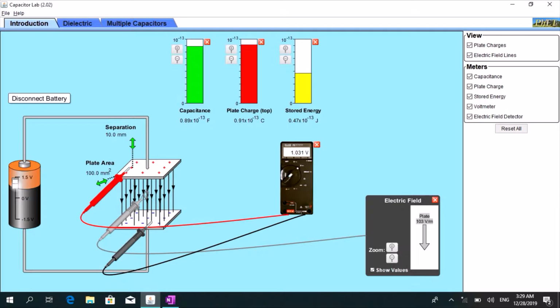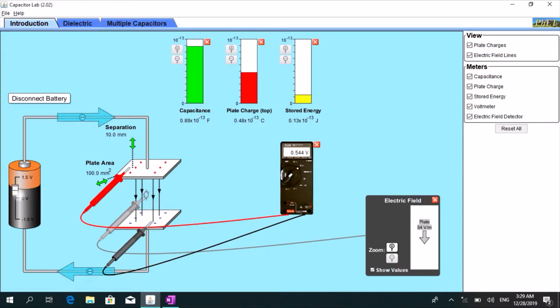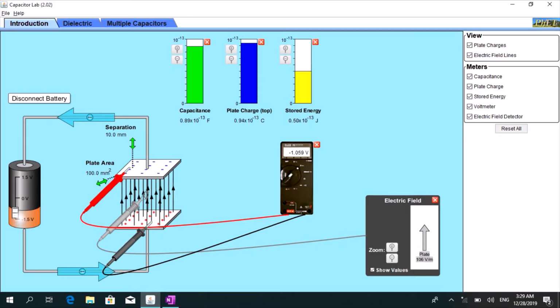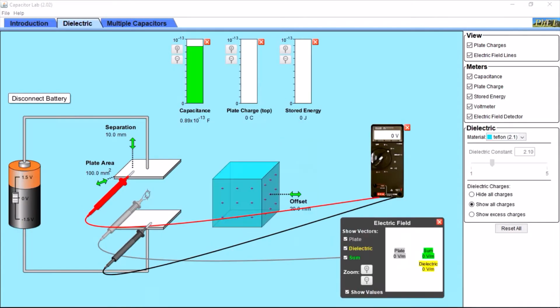Let's see what will happen if we reverse the polarity of the battery. So the electric field is also reversed, and the electric field lines are reversed between the two plates. In the previous example, we were studying a capacitor with only an air gap. Let's see what will happen to the parameters if we start using a dielectric material. In this case, we are not applying any voltage to the plates, so we don't have any charge on the plates, and we don't have any stored energy.